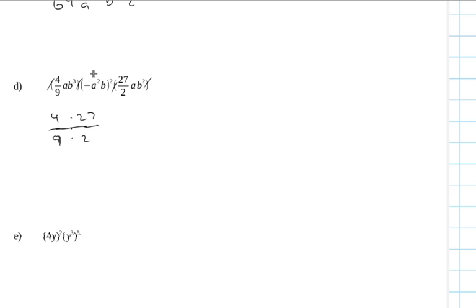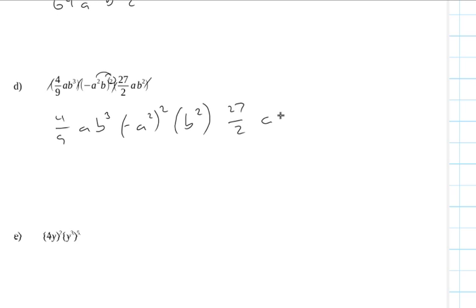These parentheses I can't just ignore. I need to deal with the fact that it's raised to the second power here. So we're going to have, let's see, the opposite of a squared, and b squared. Actually, I'm doing this in a weird order. Let me just start that over. Let's do 4/9. Let me just deal with the parentheses first, because I don't want you guys to get confused with what I'm doing here. -a squared, squared, b squared, and then 27 halves, a squared, ab squared.